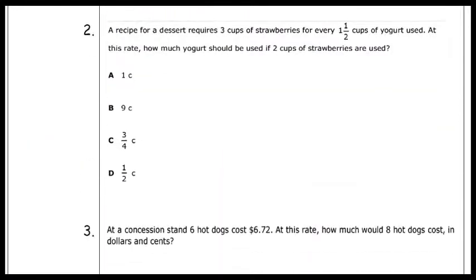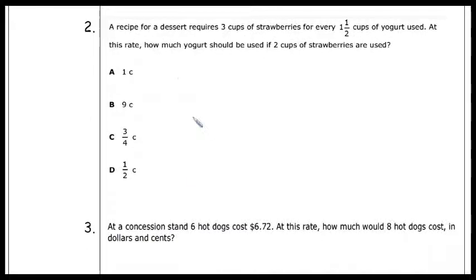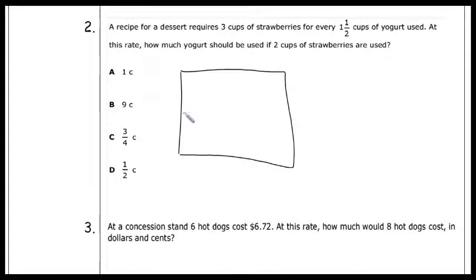Number 2 says a recipe for a dessert requires 4 cups of strawberries for 1.5 cups of yogurt used. At this rate, how much yogurt should be used if 2 cups of strawberries are used? And this is pretty straightforward once you draw your proportion box, because you have two things being compared. So first, let's draw a proportion box. And again, it doesn't have to be perfect, but make it big enough so you can write inside of it, but not too big so that you don't have any room to work out your problem.